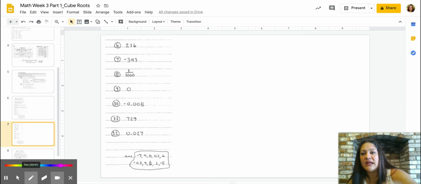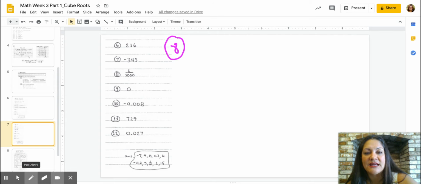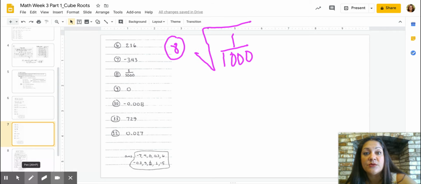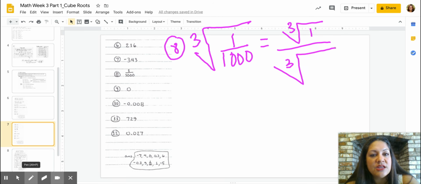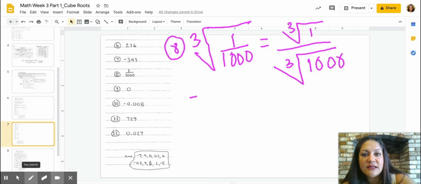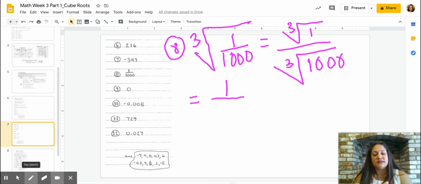Okay, number 8. So number 8 is throwing a fraction at us. 1/1000th. To find the cube root of that, well, that is the same as the cube root of 1 divided by the cube root of 1,000. The cube root of 1 is 1, and the cube root of 1,000 is 10.